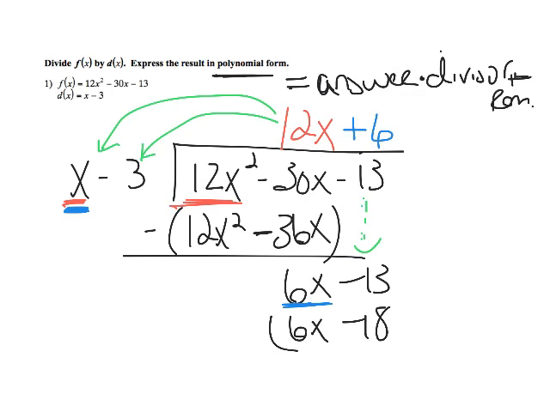And you, of course, are subtracting that quantity. And you have to watch your signs, because if you subtract that quantity and you're not watching your signs, then you get the wrong answer. So when you do that, 6x minus 6x is 0. That's the whole point of that. Negative 13 minus a negative 18 is a positive 5.